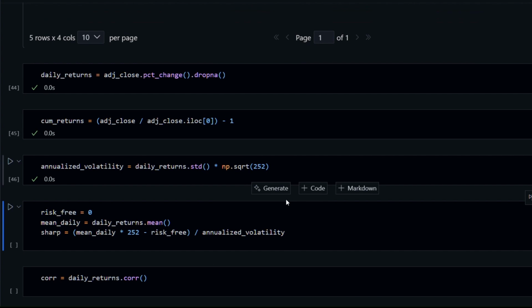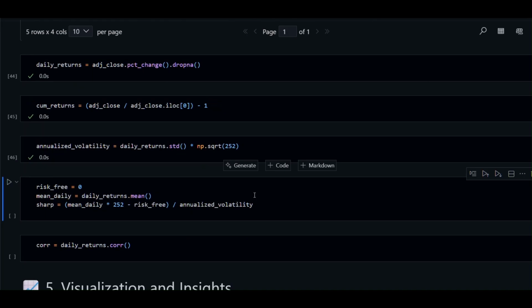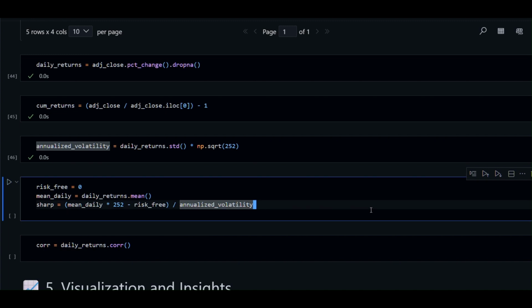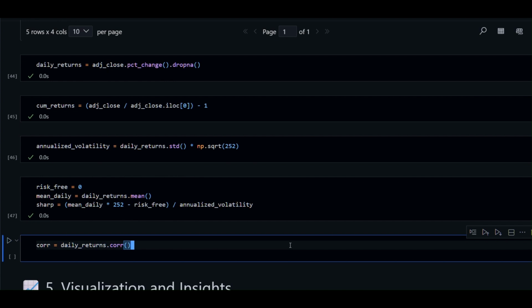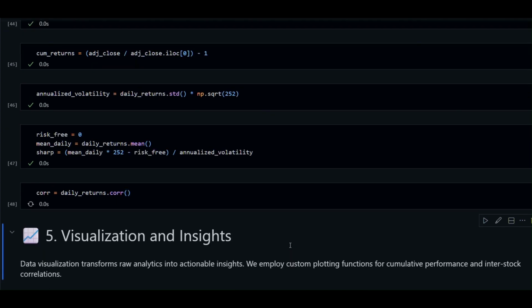The Sharpe ratio is a measure of an investment's risk-adjusted return, calculated by dividing the investment's excess return over the risk-free rate by its standard deviation. A higher Sharpe ratio indicates a better performance for the amount of risk taken. A ratio of 1 or better is considered good, while 2 or better is very good, and 3 or better is excellent.